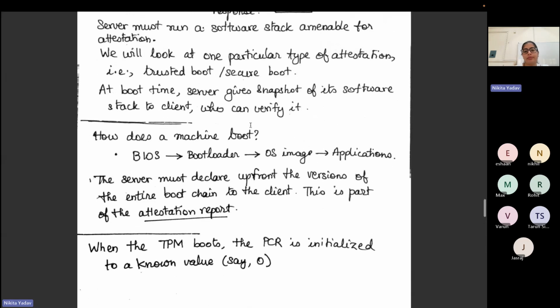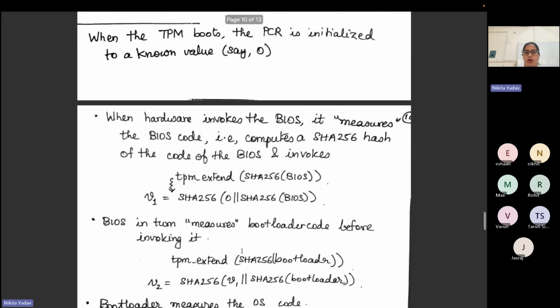Now, how will we attest this boot chain? That is what we are going to look at next. How are we going to generate a proof of this boot chain? Not just for this boot chain in particular. What we are going to look at is how anything which runs software on your machine gets recorded.